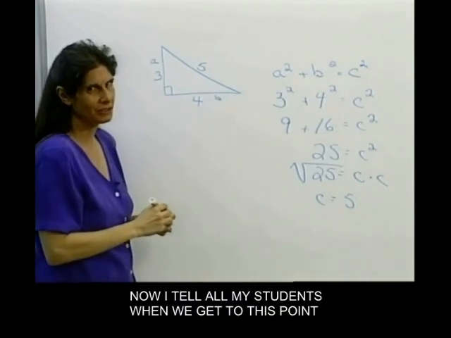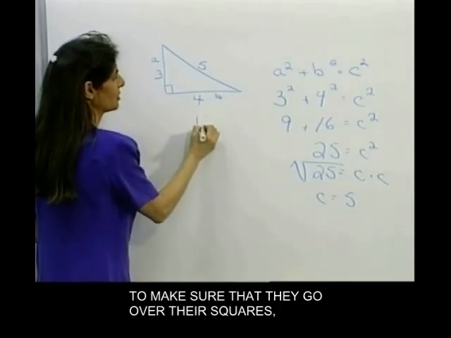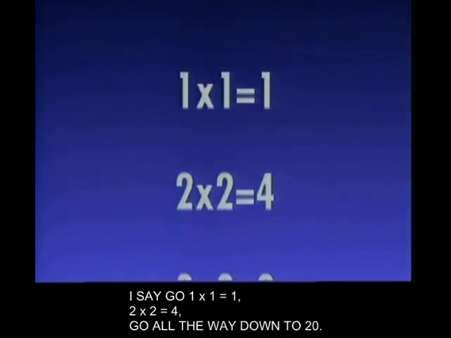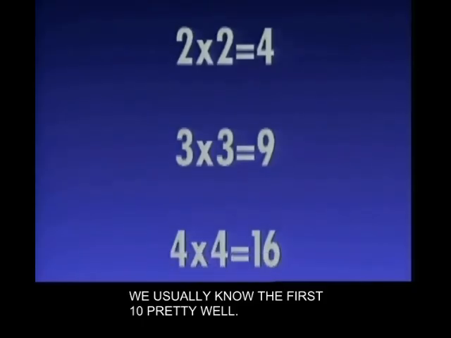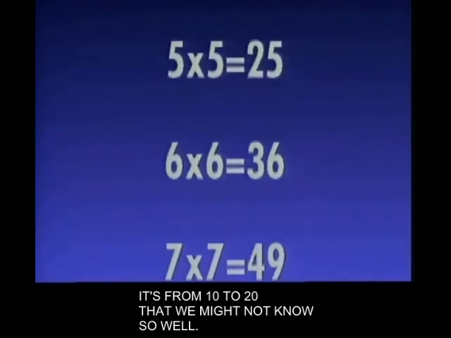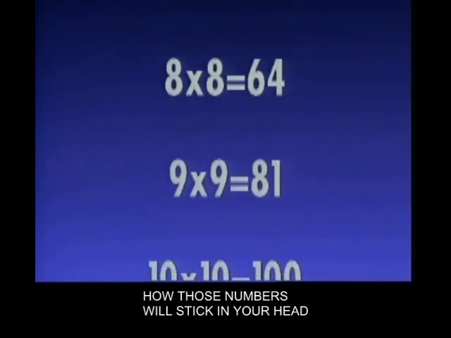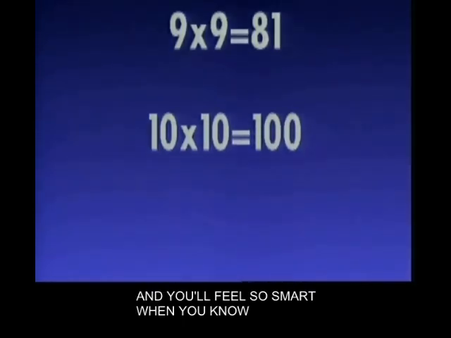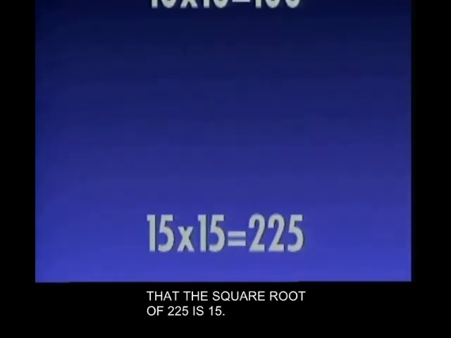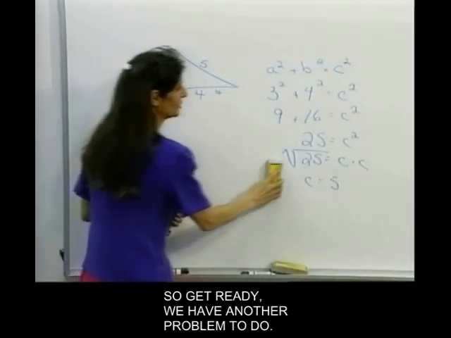Now I tell all my students when we get to this point to make sure that they go over their squares from 1 all the way up to 20. I say go 1 times 1 is 1, 2 times 2 is 4. Go all the way to 20. We usually know the first 10 pretty well. It's from 10 to 20 that we might not know so well, and if you go over them, you'll be surprised how those numbers will stick in your head, and you'll feel so smart when you know that the square root of 225 is 15.